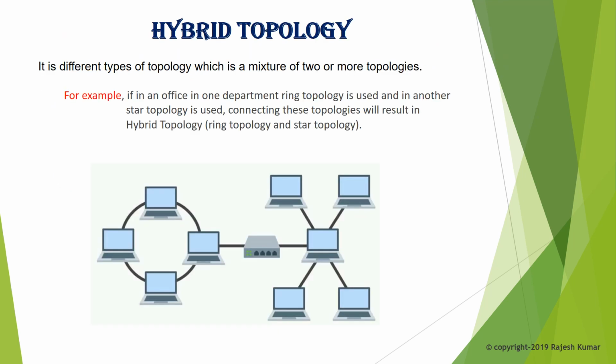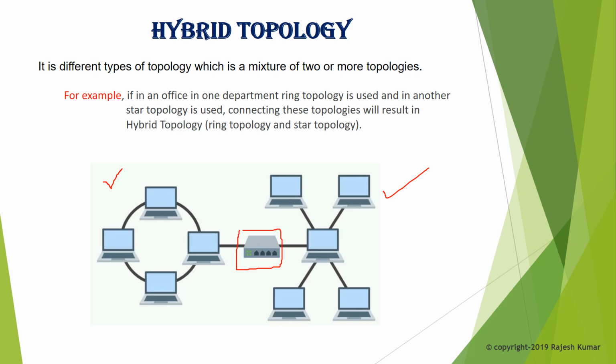Hybrid topology. This is the last topology that we'll be discussing in this video. The hybrid topology is the combination of two different types of topologies, such as you can see in this picture, where we are using a ring topology here and a star topology here. And we are connecting these two topologies with a centralized device, which can be a hub or a switch.